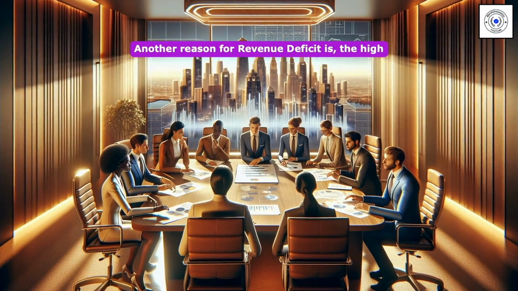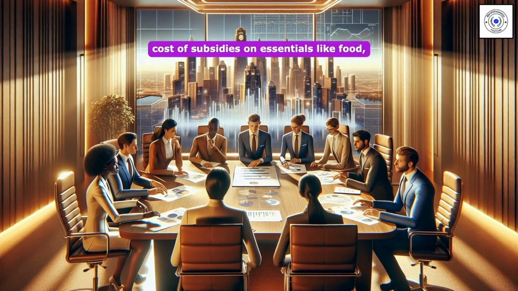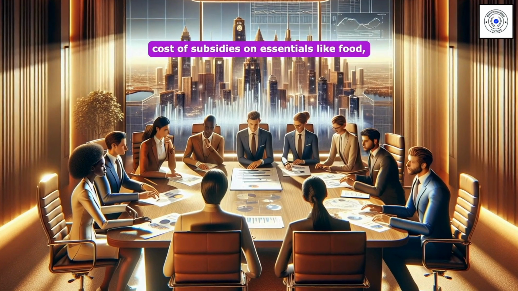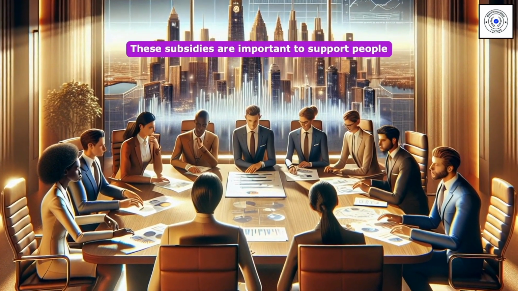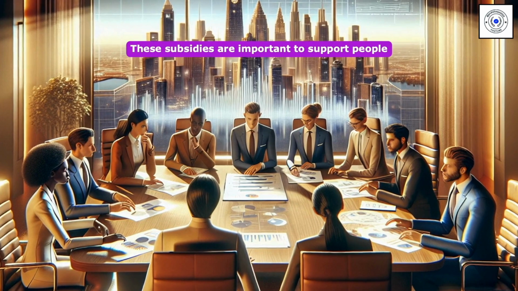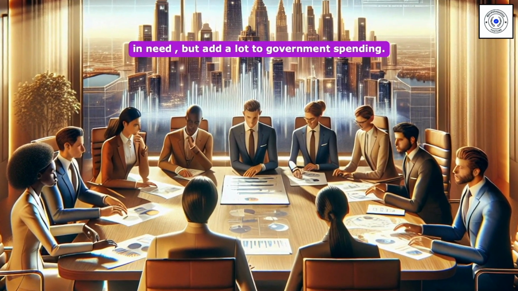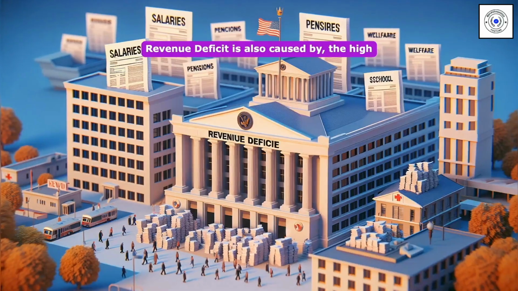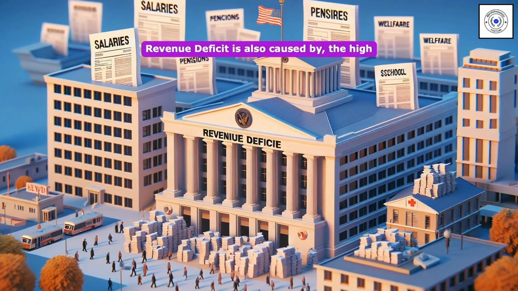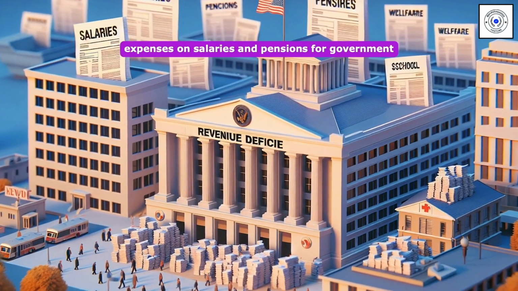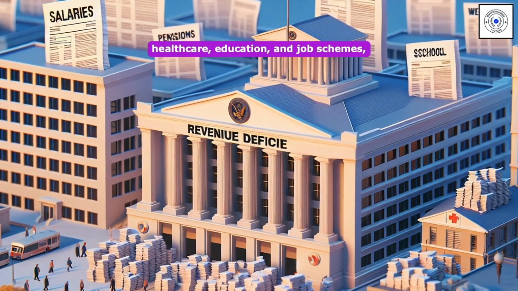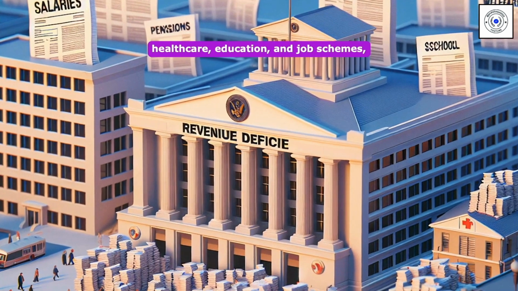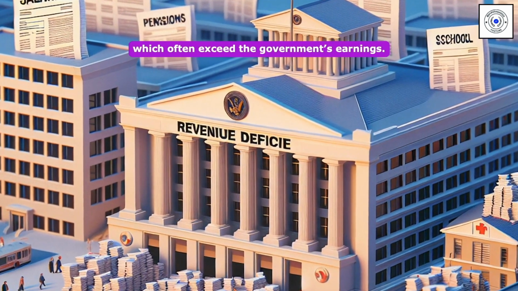Another reason for revenue deficit is the high cost of subsidies on essentials like food, fertilizers, and fuel, such as LPG or kerosene. These subsidies are important to support people in need, but add a lot to government spending. Revenue deficit is also caused by the high expenses on salaries and pensions for government employees, as well as welfare programs like healthcare, education, and job schemes, which often exceed the government's earnings.